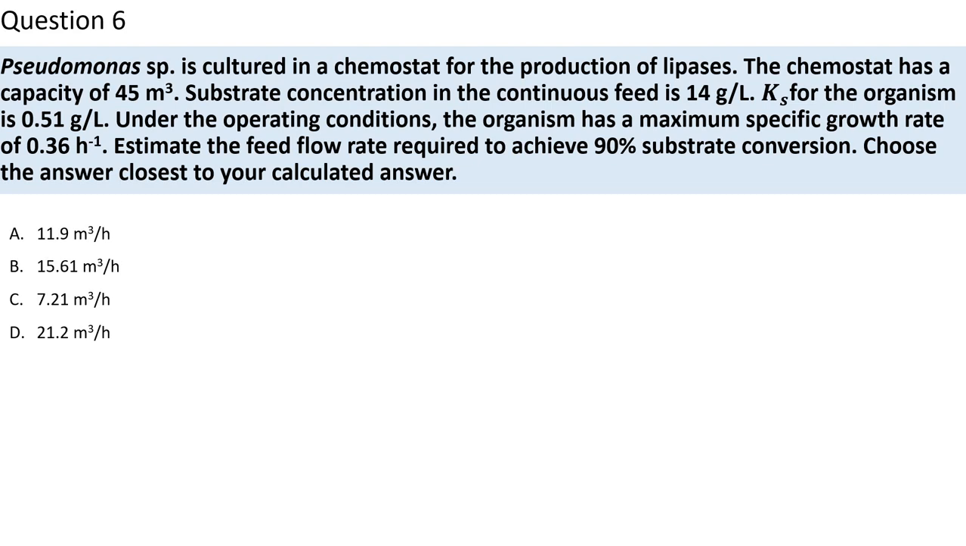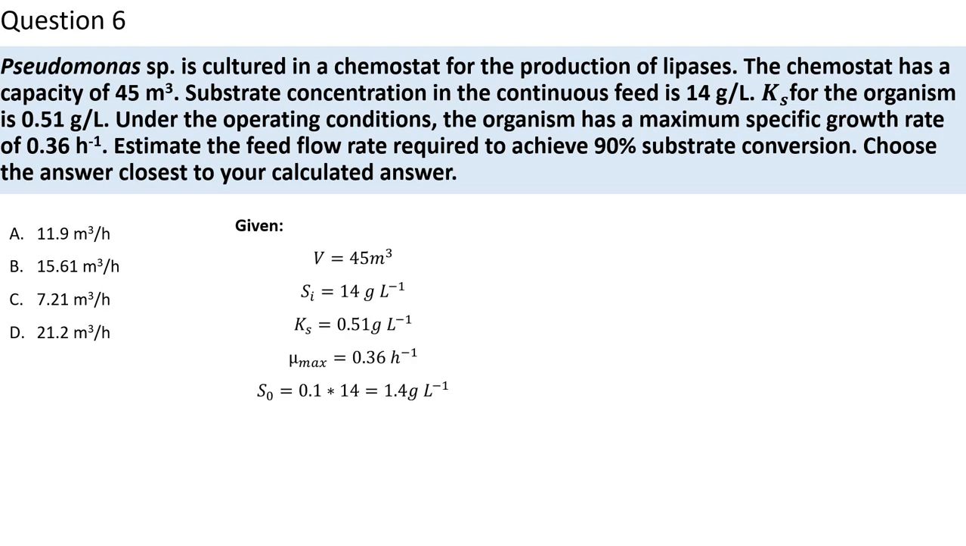So we'll just write down what are all the given data. The capacity, that is the volume of the bioreactor chemostat, is 45 meter cube. Your inlet substrate concentration, that is SI, is equal to 14 gram per liter. And your Ks, the Monod parameter, is equal to 0.51 gram per liter. The maximum specific growth rate given here is 0.36 per hour. And they have given that you have to achieve 90% substrate conversion.